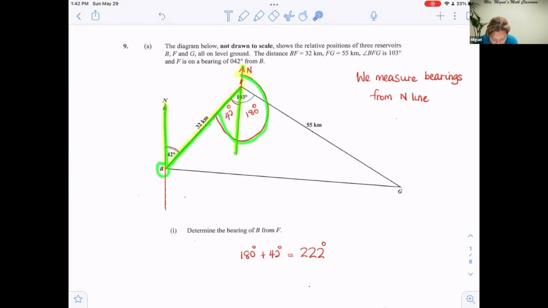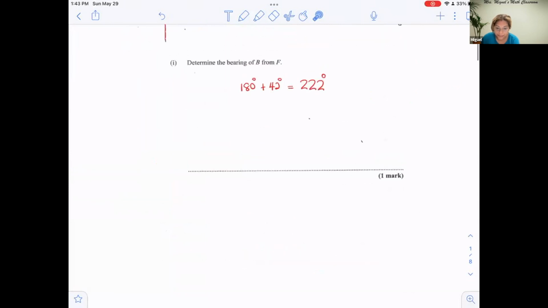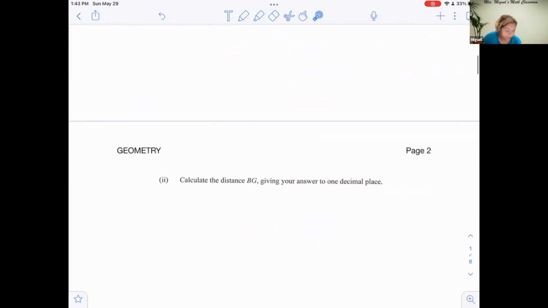Notice that this forms a Z. Z-shaped angles are alternate angles and they are equal. So this angle is alternate to this. So this measure here is 42 plus 180 degrees. That is the bearing of B from F. So this is 222 degrees. The next part, calculate the distance BG. So I am going to redraw this.